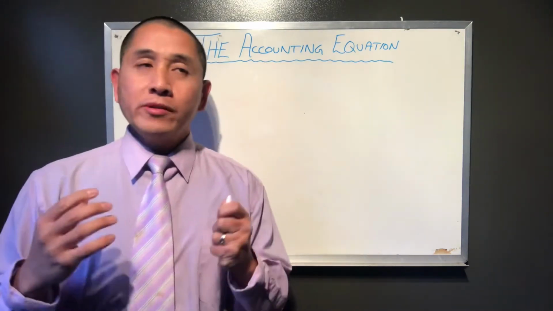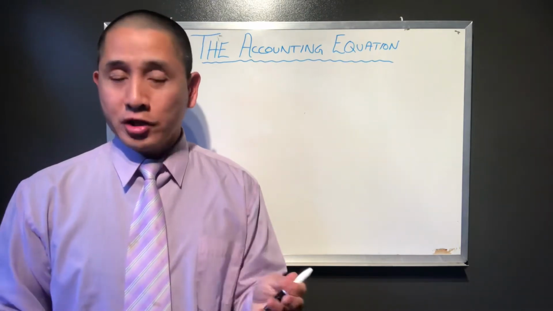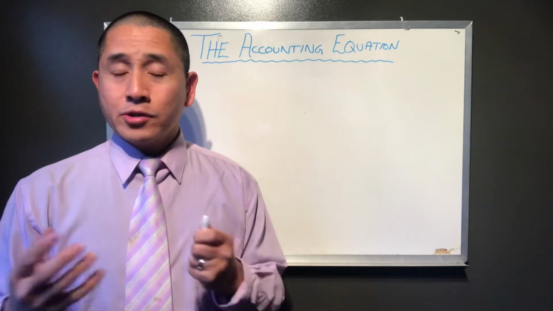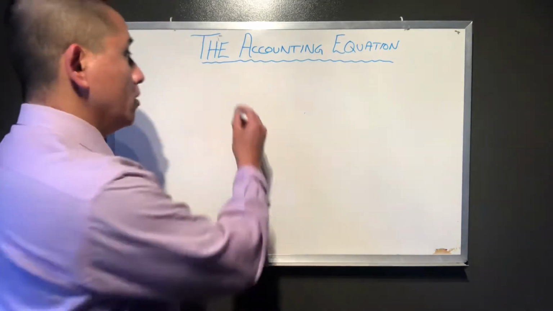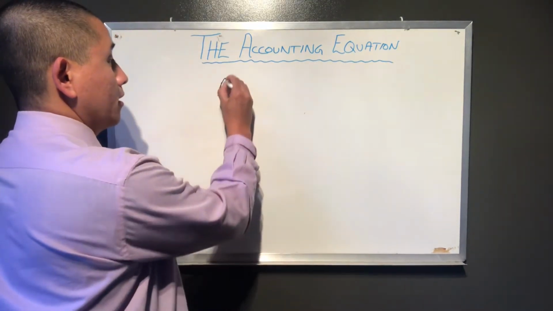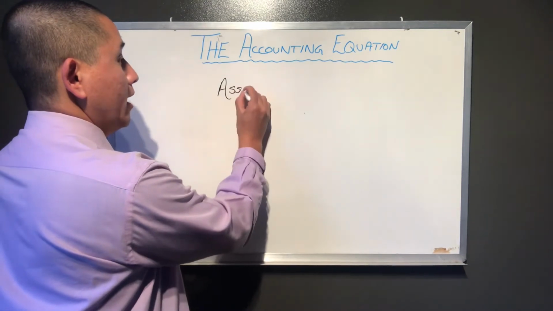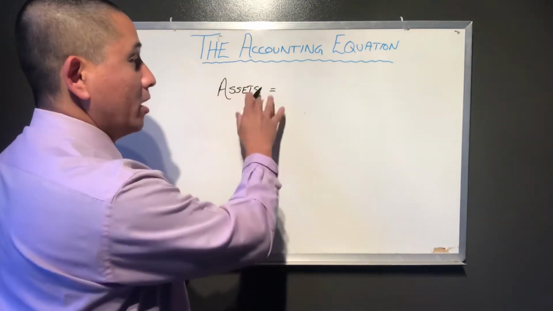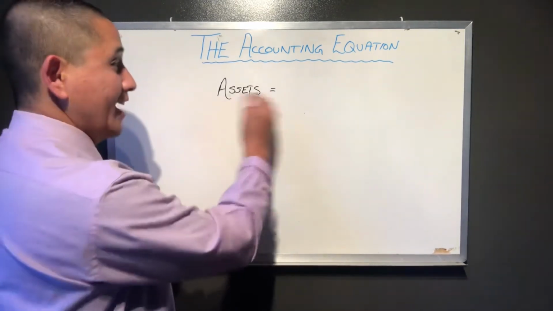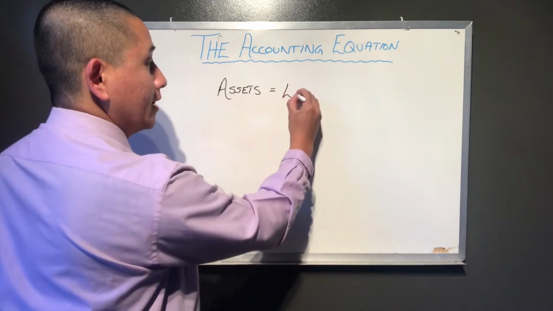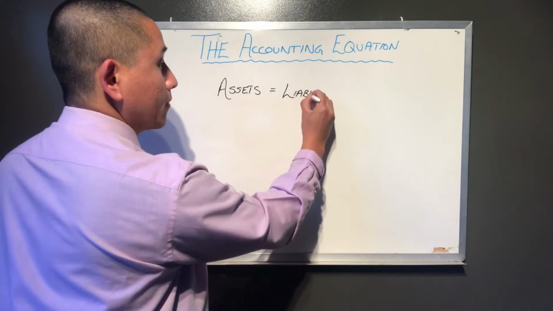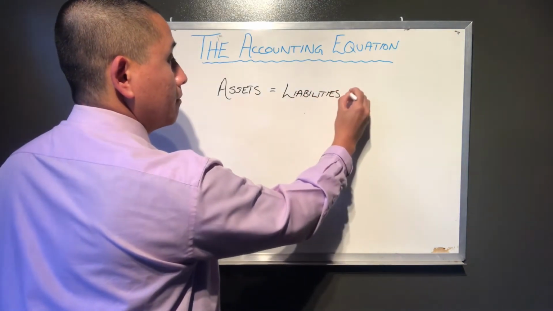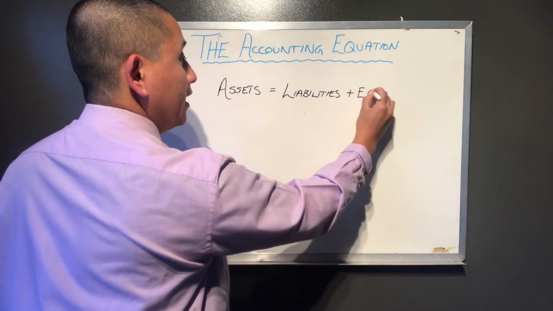So when we talk about the accounting equation, there are certain three elements that we have to take into account. Okay, so first one are assets, and I will expand on that a little more. Expanding upon this accounting equation, we have assets is equal to liabilities plus equity.